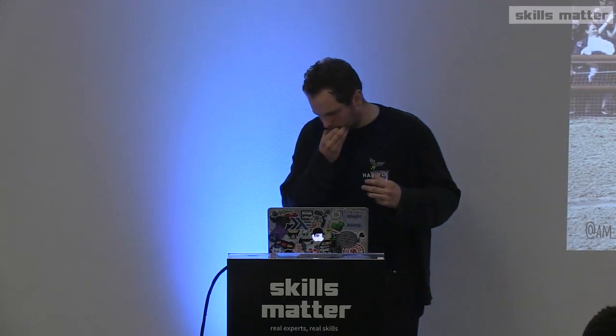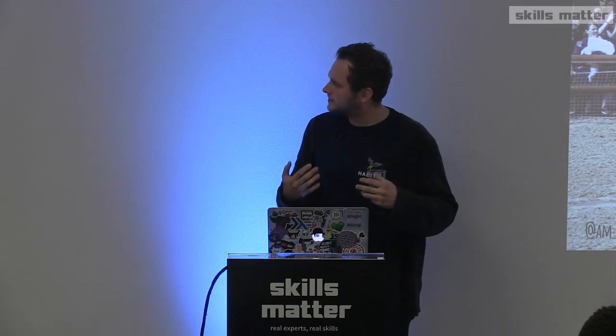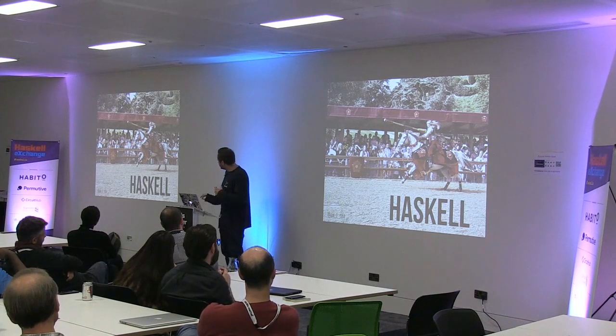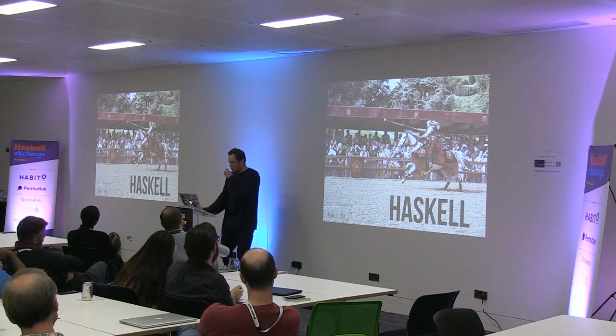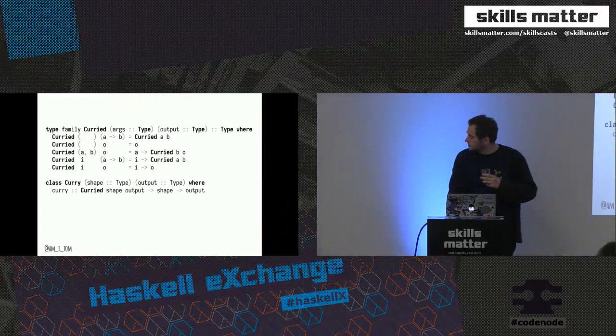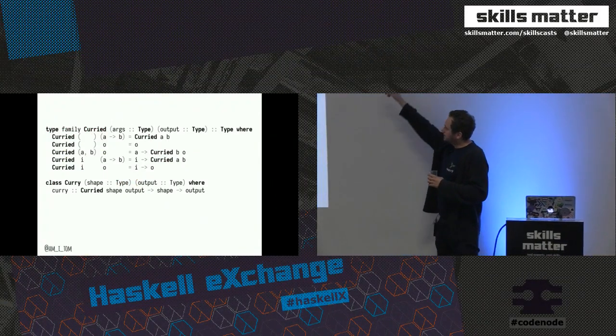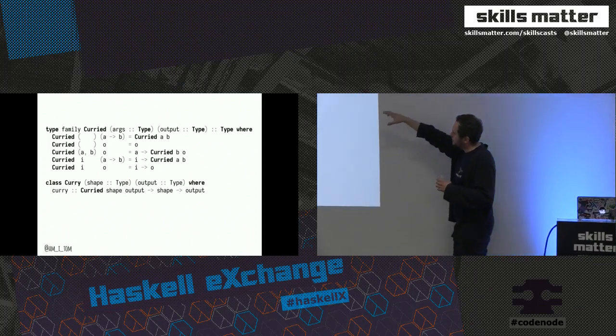So how are we going to solve this? We are going to need a language more capable than Idris, with a more advanced type system. And people may have heard of Haskell. It's a little more niche than Idris. So here's a type family that explains what currying should do.